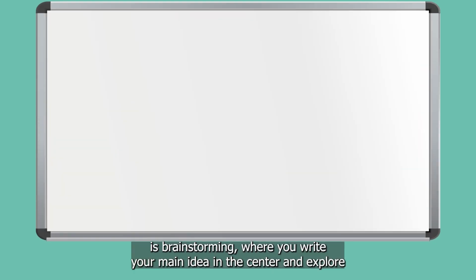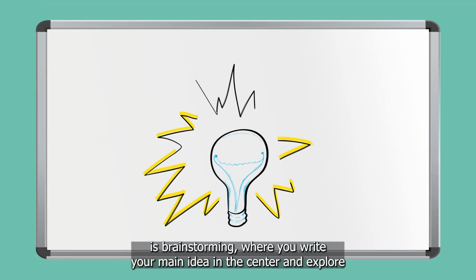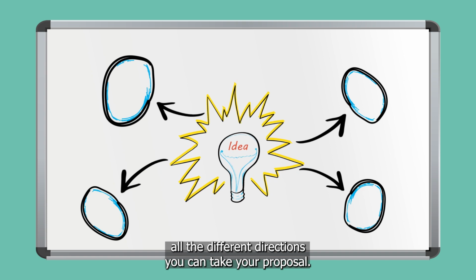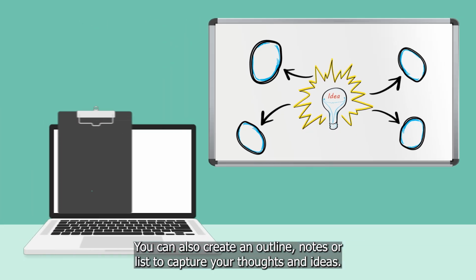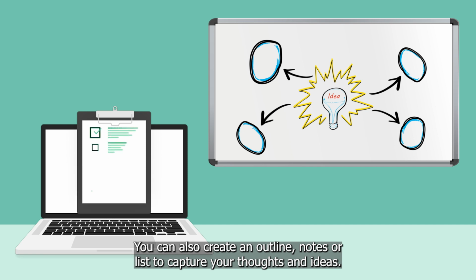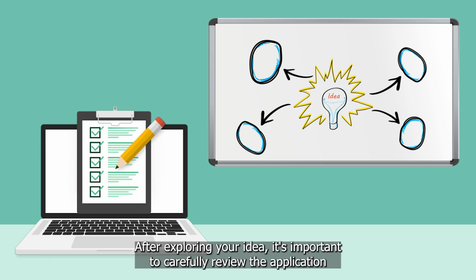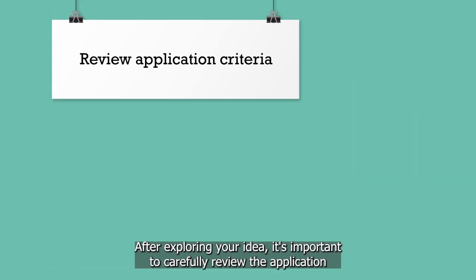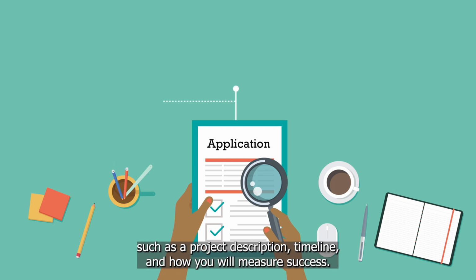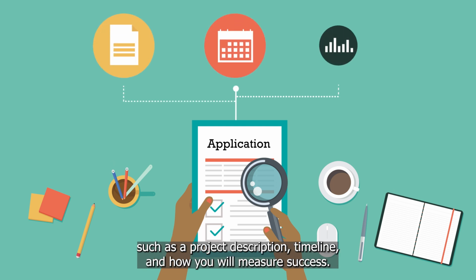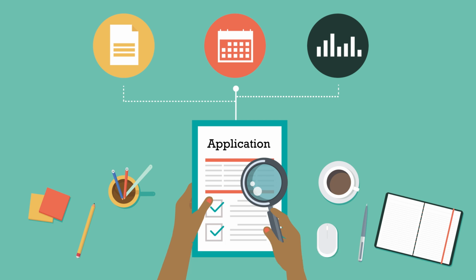Another strategy is brainstorming, where you write your main idea in the center and explore all the different directions you can take your proposal. You can also create an outline, notes, or a list to capture your thoughts and ideas. After exploring your idea, it's important to carefully review the application criteria to determine what information you need to include in your proposal, such as a project description, timeline, and how you will measure success.